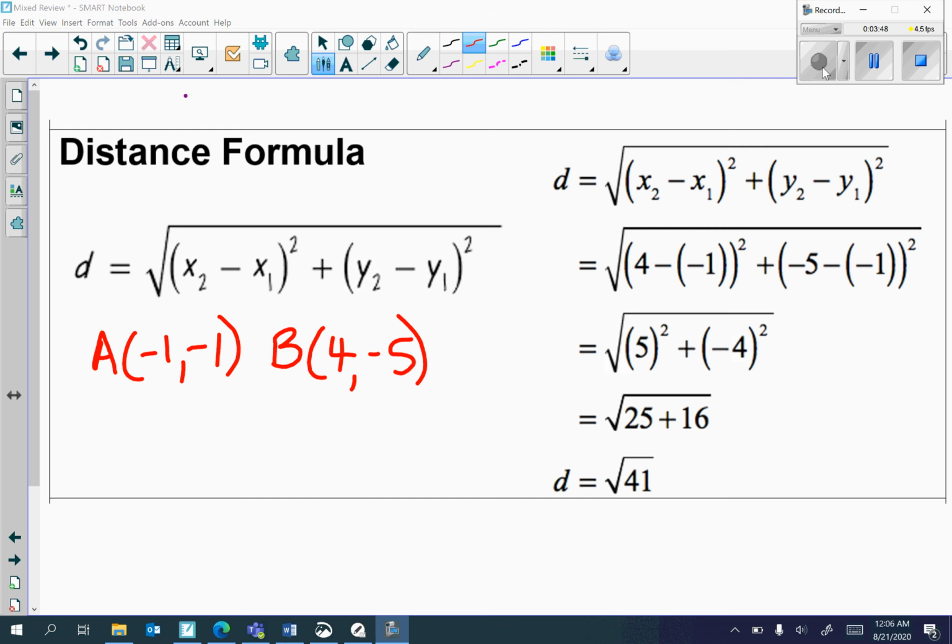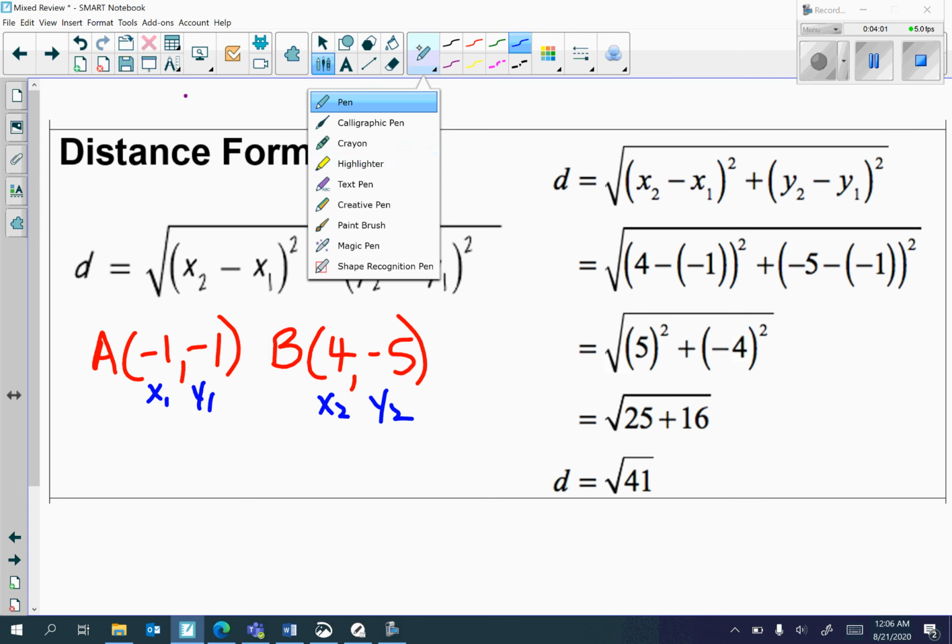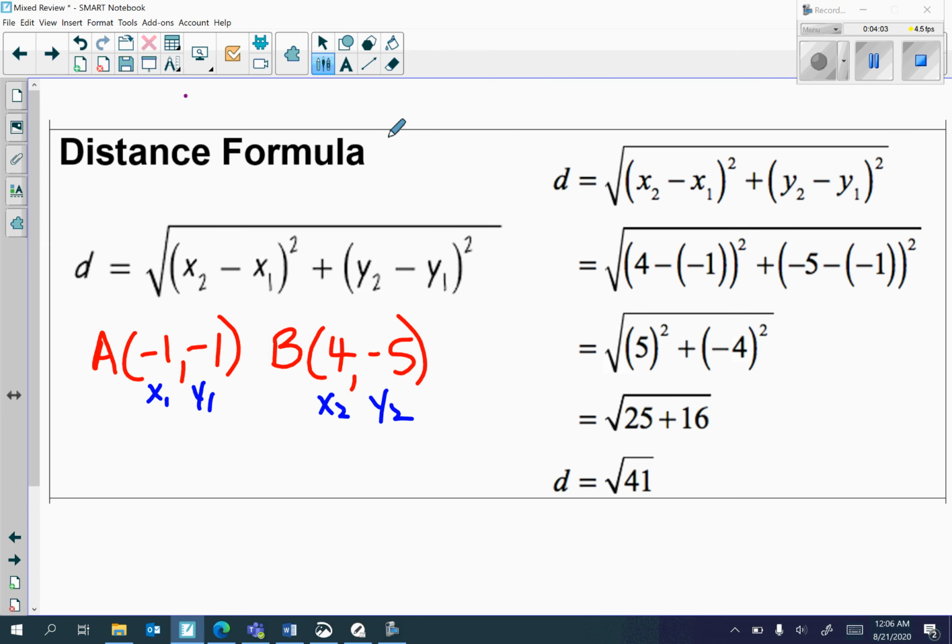If I have a point A, negative 1, negative 1, and B, 4, negative 5, I'm going to label each point x1, y1, x2, y2, and substitute it into the formula. Remember, when you're using the distance formula, you don't put the square root into the calculator, you just put what's underneath the square root into the calculator. And the answer is radical 41. So remember, we use the distance formula to find the length.